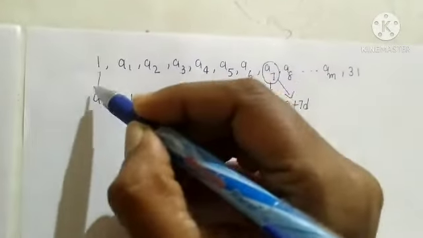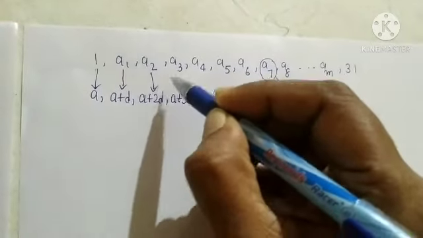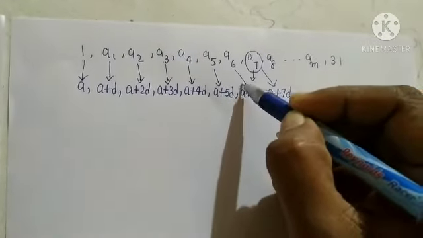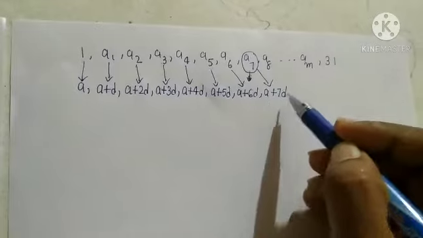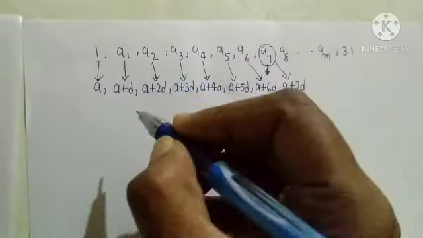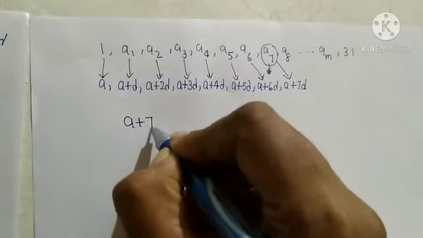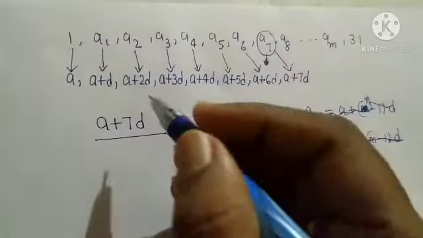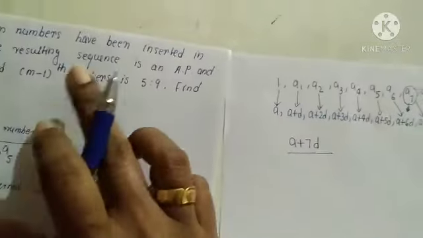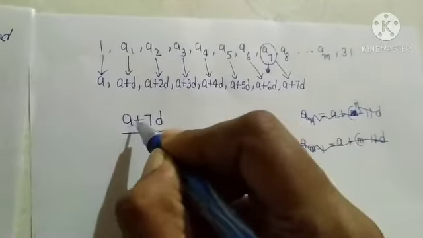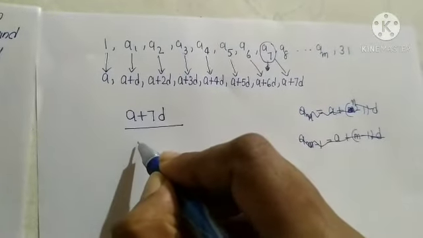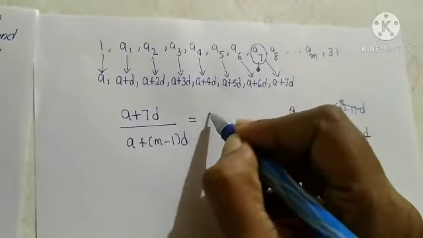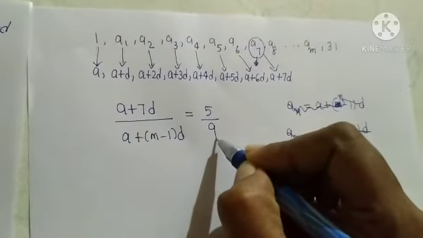So this is our a, this is our a1, a2, a3, a4, a5, a6, and a7 is a plus 7d. So a plus 7d is our 7th number. And next, given the (m minus 1)th number, if the 7th number is a plus 7d, so the (m minus 1)th number is a plus (m minus 1) into d, and the ratio is 5:9, so it can be written as 5/9.